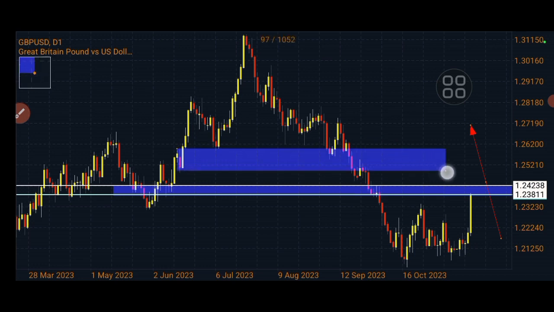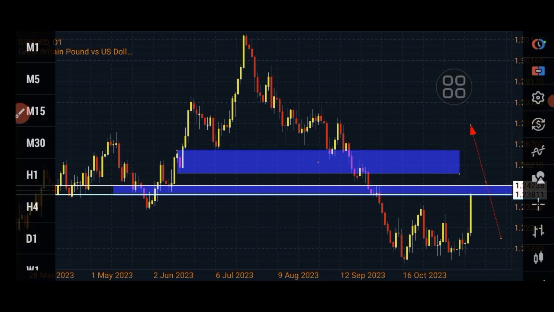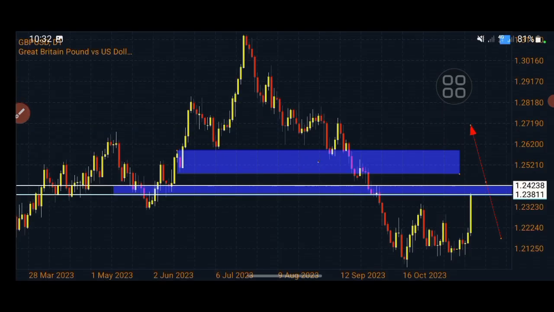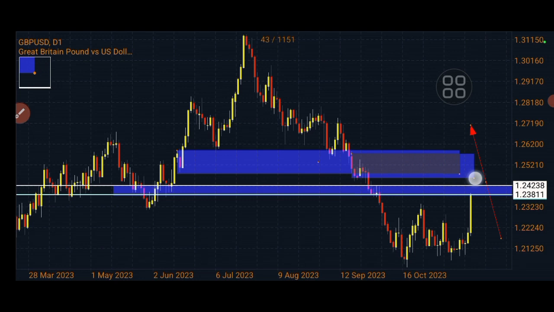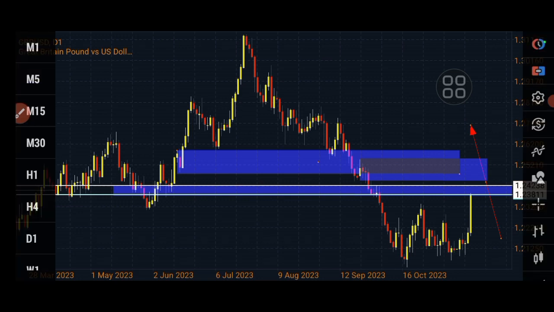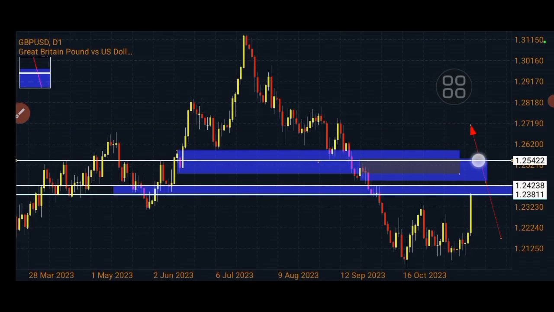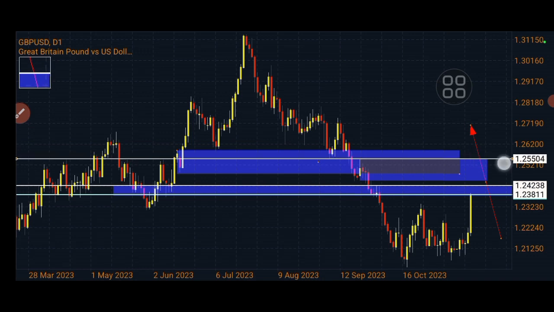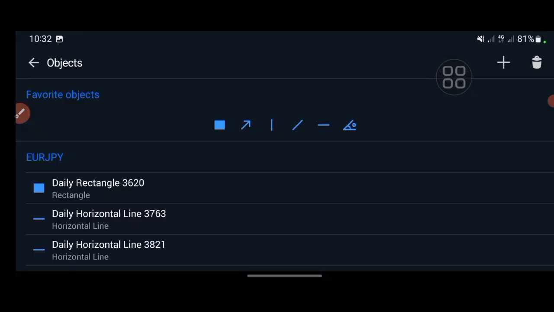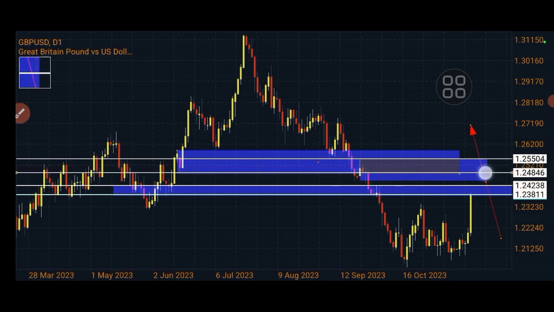Remember, here is on daily, we are dealing with daily. But I'm going to filter this down to H4, because this upside zone is big. I'm going to filter it to H4.